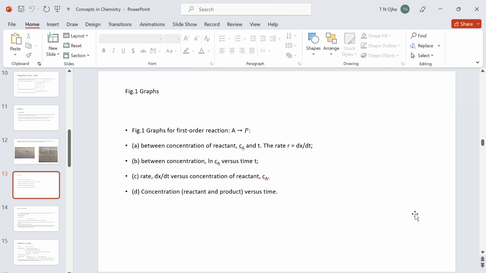So the legends are shown here. Figure 1a, graph for first order reaction A going to T. First one is between A and T. Rate is dx by dt. The second is between Ca and T, logarithm of Ca. The third one, rate versus reactant concentration. And fourth one is showing reactant and product concentration both together versus time.